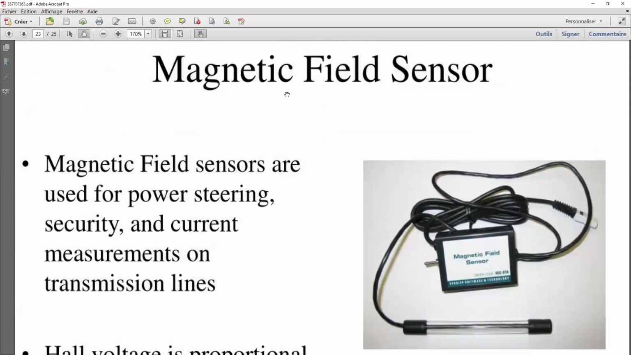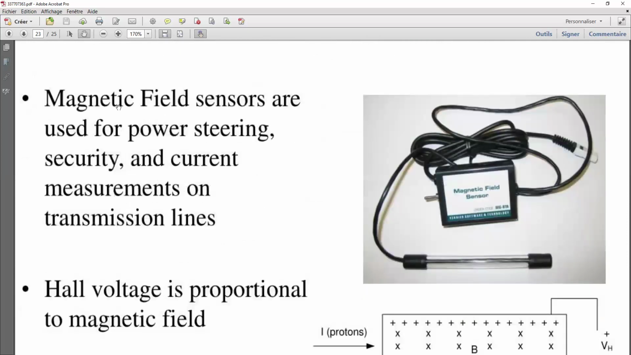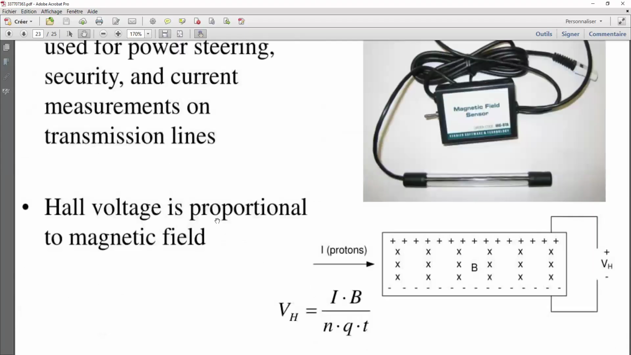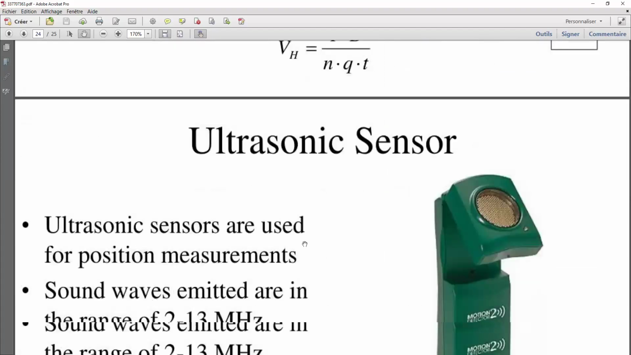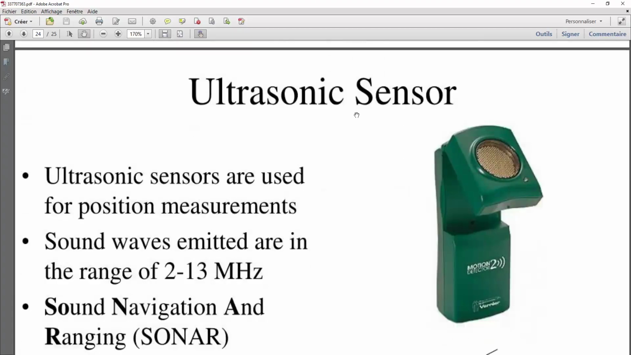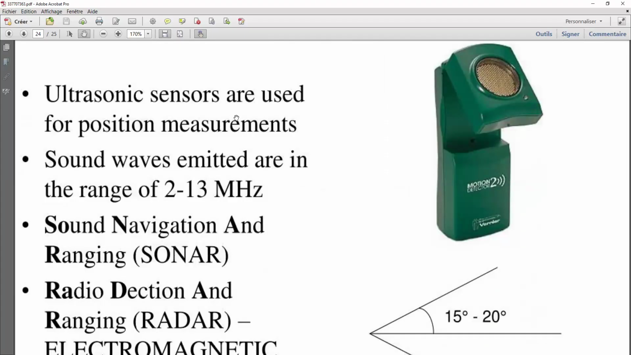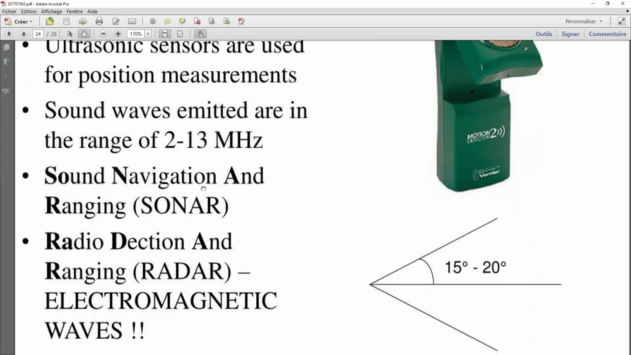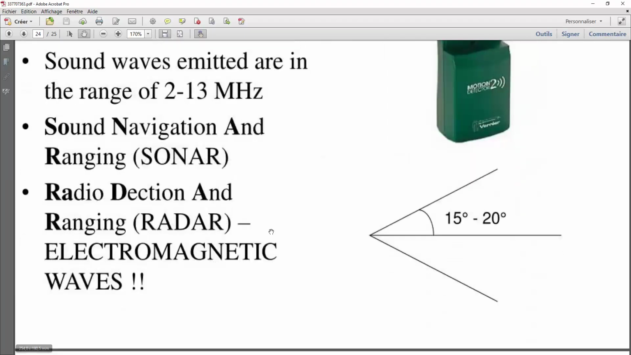And we have also the magnetic field sensor. Magnetic field sensors are used for power steering, security, and current measurements on transmission lines. The Hall voltage is proportional to the magnetic field. And we terminate with the ultrasonic sensor. Ultrasonic sensors are used for position measurements. Sound waves emitted are in the range of 2 to 30 megahertz. Sound navigation and ranging: we have sonar. Radio detection and ranging: we have radar.